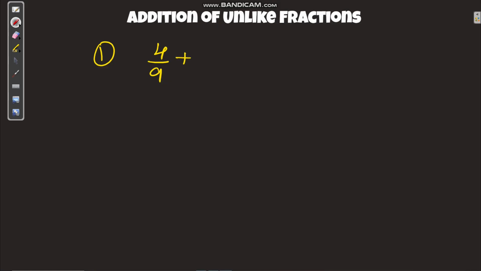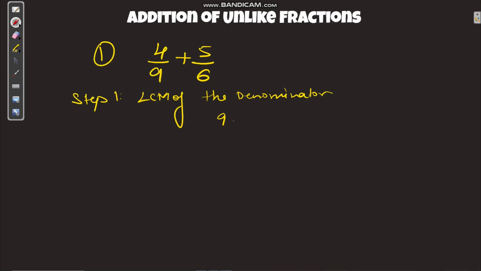The fractions are 4 by 9 plus 5 by 6. If you notice, the denominators are different. In the first fraction it is 9, in the second fraction it is 6. So whenever you want to add, see, I cannot directly add the numerators now because they are not like. So step number 1 is to take the LCM of the denominators. So what is the LCM of 9 and 6? It is 18. I've already made a video on how to find the LCM using different methods. You can watch that video also.